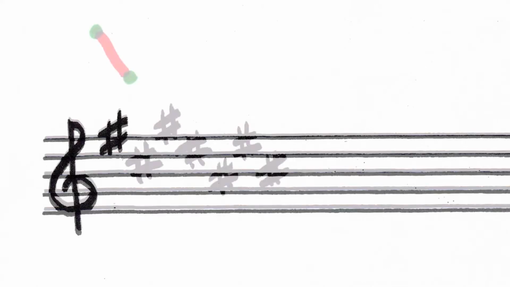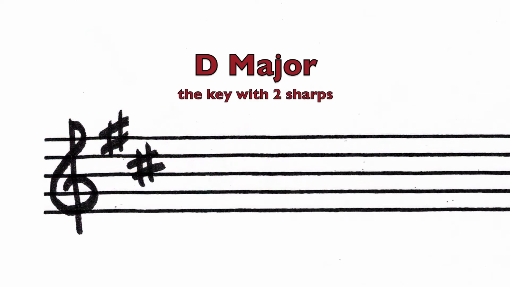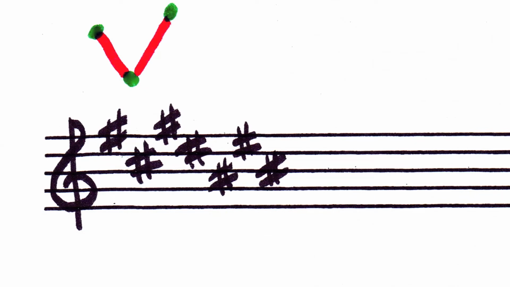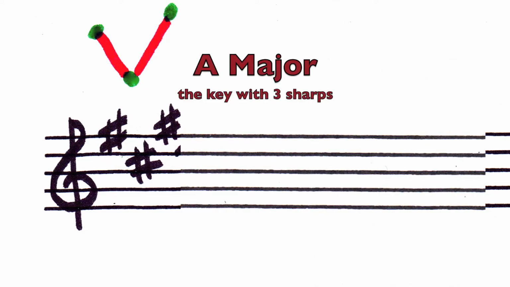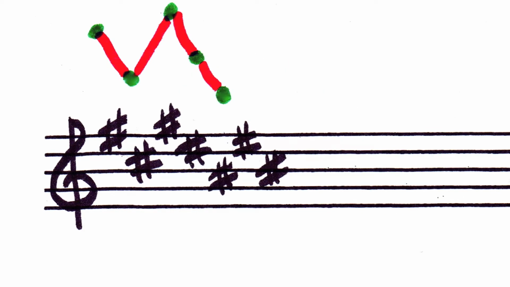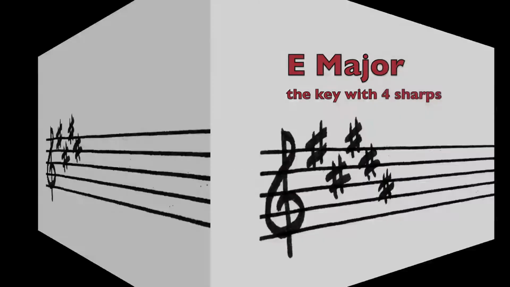We go down a fourth to C sharp, and this is the shape that represents the key with 2 sharps, the key of D major. Then we go up a fifth for the G sharp. These 3 sharps represent the key of A major. The next 2 sharps in the shape go down in fourths. First to the D sharp for E major, and then to the A sharp for B major.